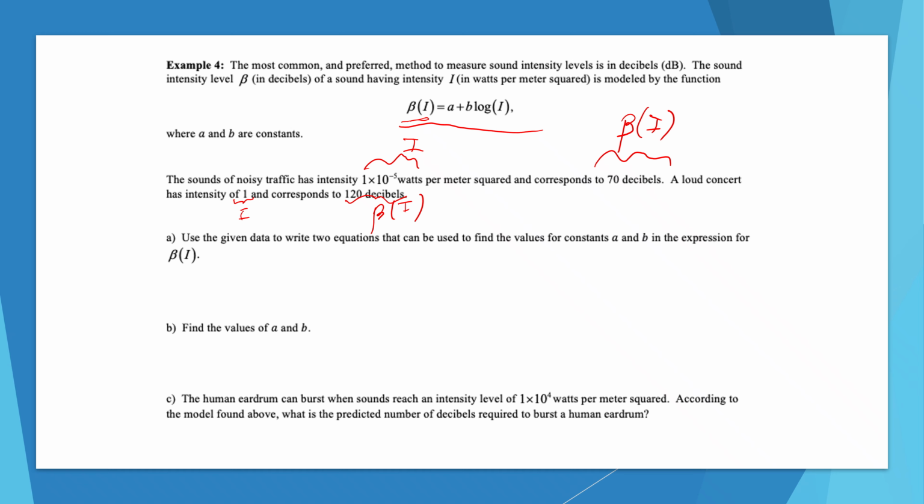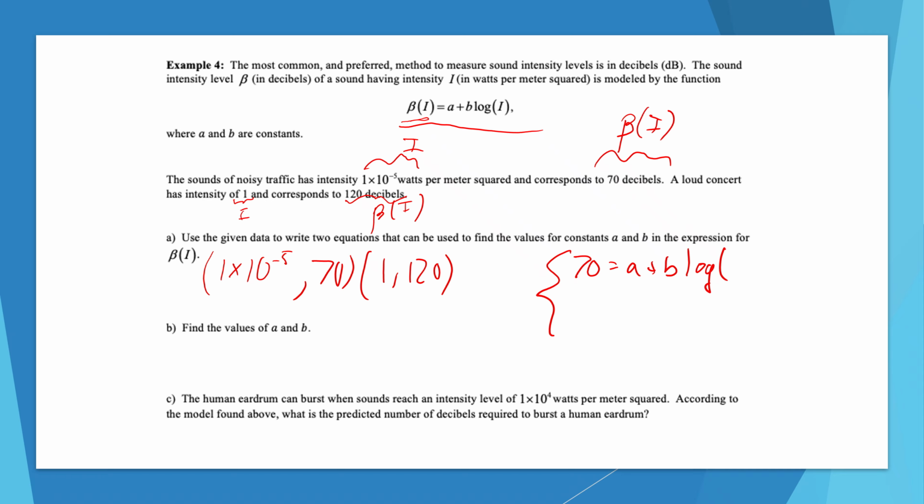So first thing we want to do is write two equations that can be used to find the values for A and B. So our 2 points are going to be 1 times 10 to the negative 5, comma 70, and then we got 1, comma 120. So those are our two coordinates. Let's write our two equations. So 70 equals A plus B log, and then remember, this is an implied base 10, of 1 times 10 to the negative 5th, right? And the next one is 120 equals A plus B log, and then just 1.